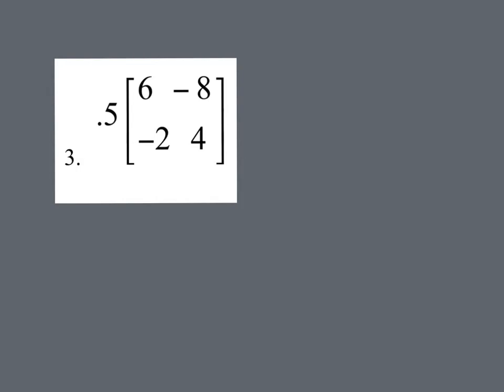Here's a matrix multiplication one where we have a scale factor. This is called a scale factor. And literally, it's like distributing. That's really what it is. You are going to distribute the half with the 6, the -8, the -2, and then the 4. It is a 2 by 2 matrix, so my answer is still going to be a 2 by 2 matrix. And we get, right, half of 6, that's 3. Half of -8, that's -4. Half of -2 is -1. Half of 4 is 2.